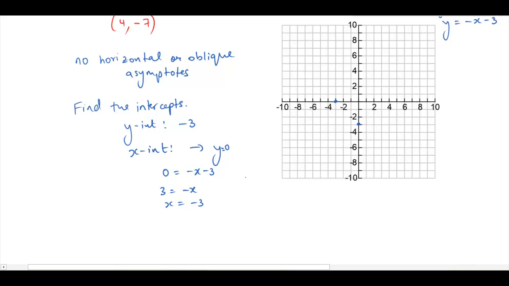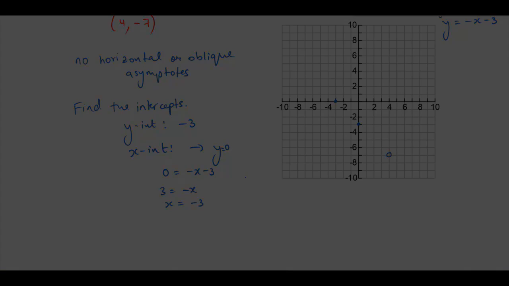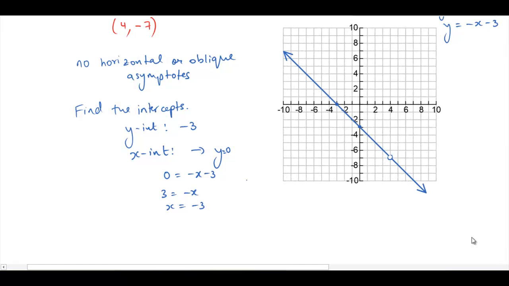This will tell me what that graph's going to look like. I also have a hole at 4, negative 7. So at 4, negative 7 down here, I'm going to draw a hole. There's going to be a hole over here. Now it's just a matter of me connecting the dots and coming up with my graph. And this is what the graph will end up looking like once you have connected the dots.